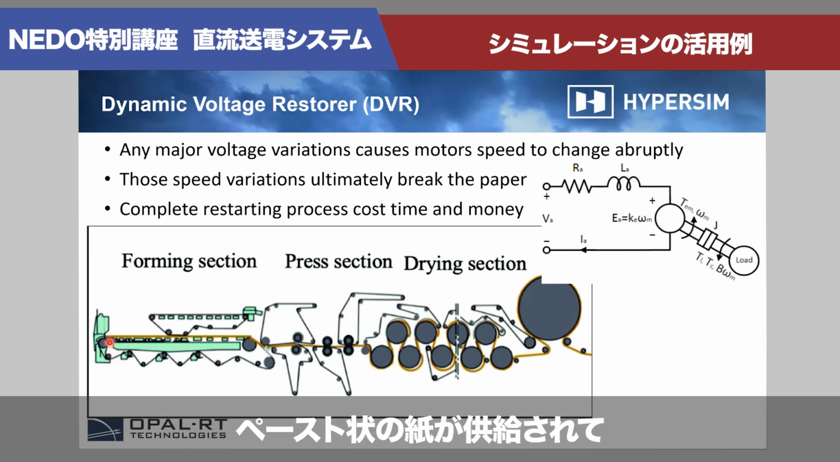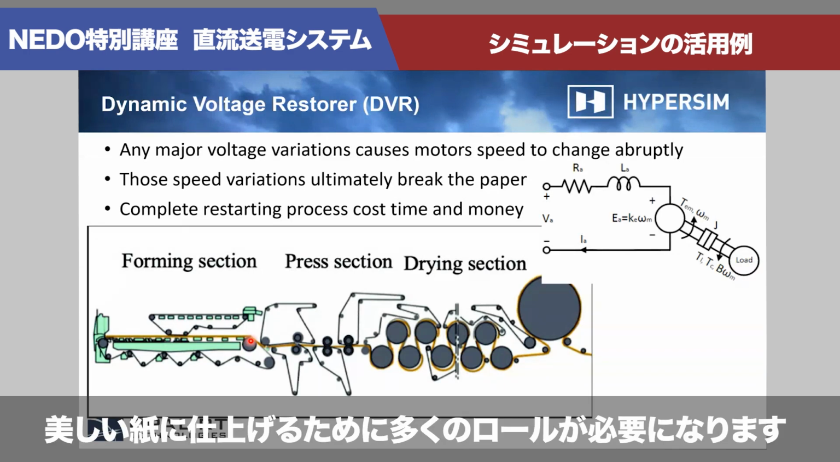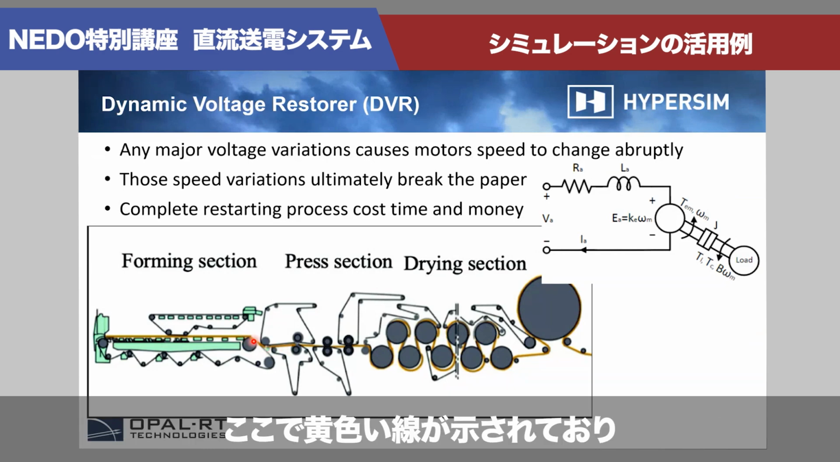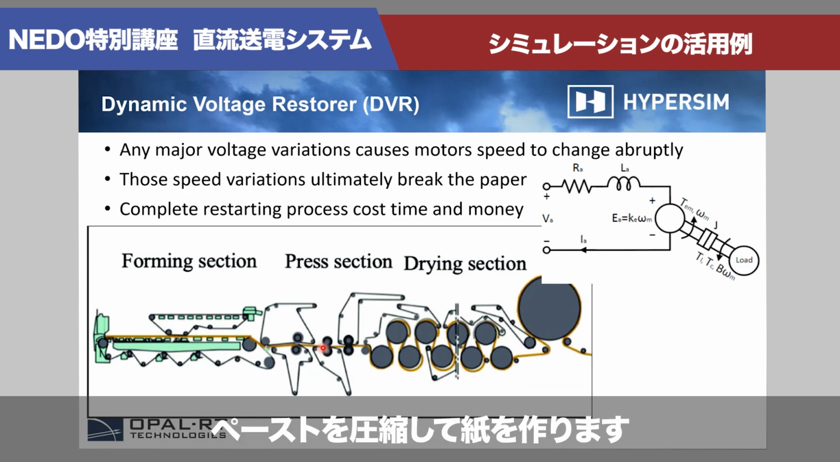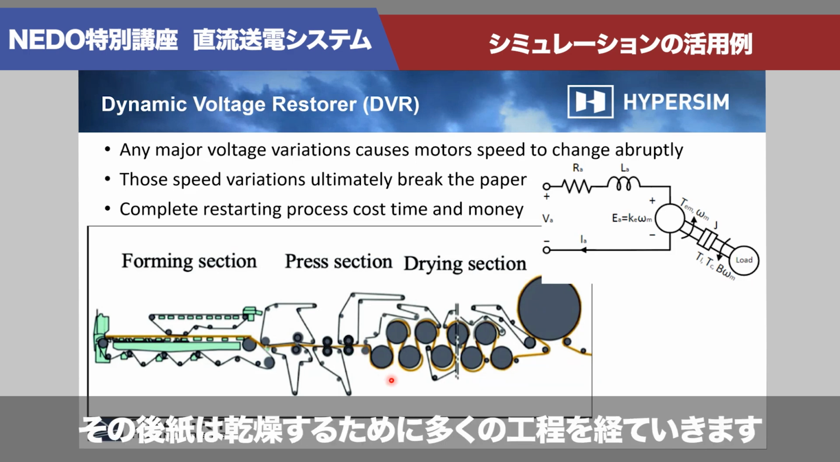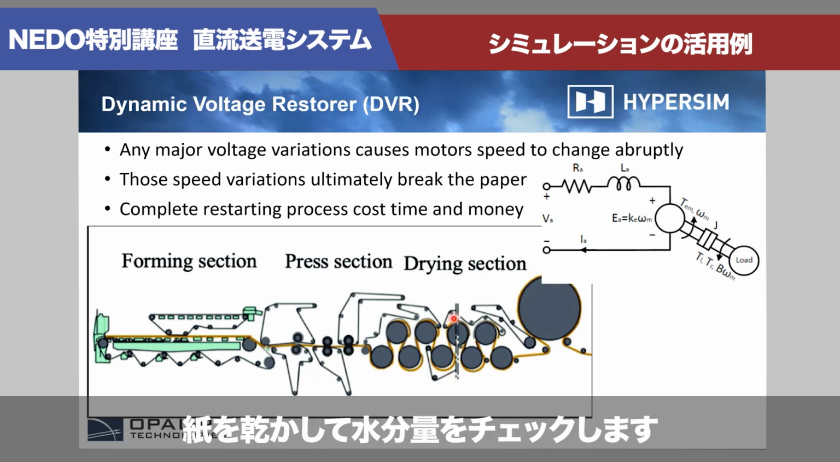You see here, you have the paper paste that is being outputted from the industry. In order for this to go from the paper paste up to nice paper, it goes through many, many rolls. You see the yellow line over here. Those rolls are heating and compressing the paste to make paper. Then you have many more like this, where the paper will dry. They're checking the water percentage of the paper until it's ready to go.